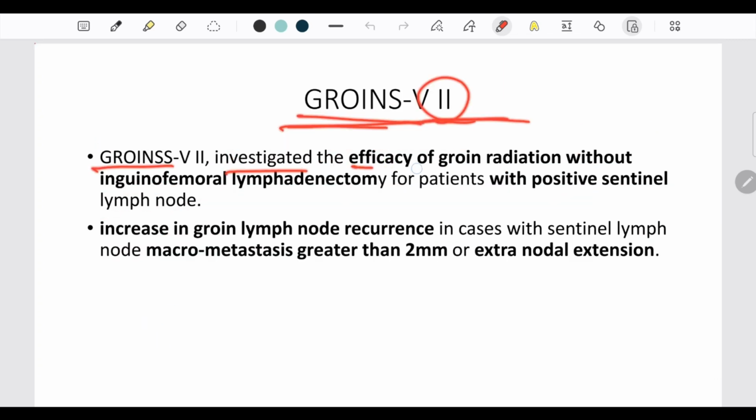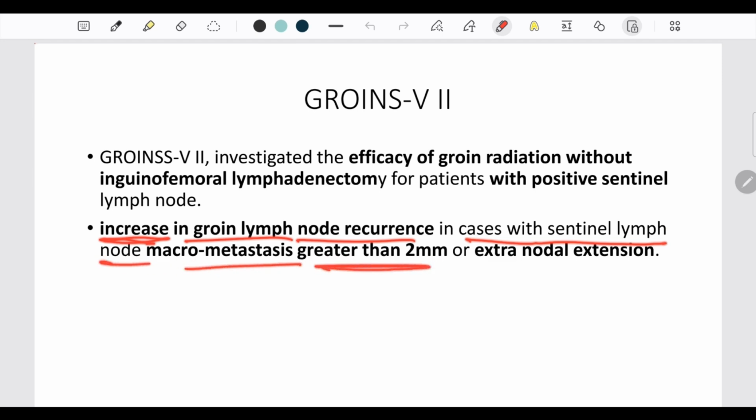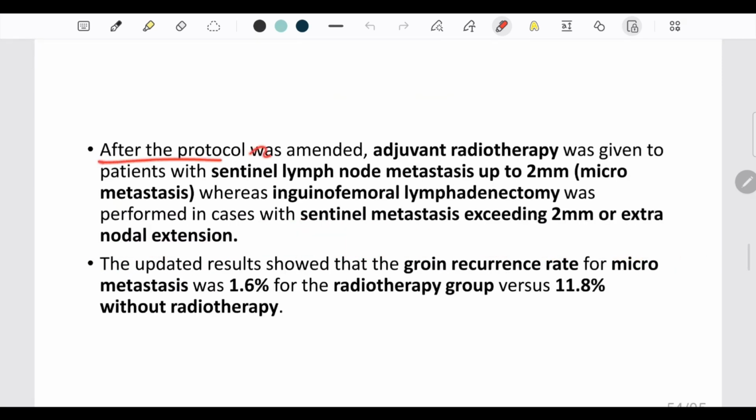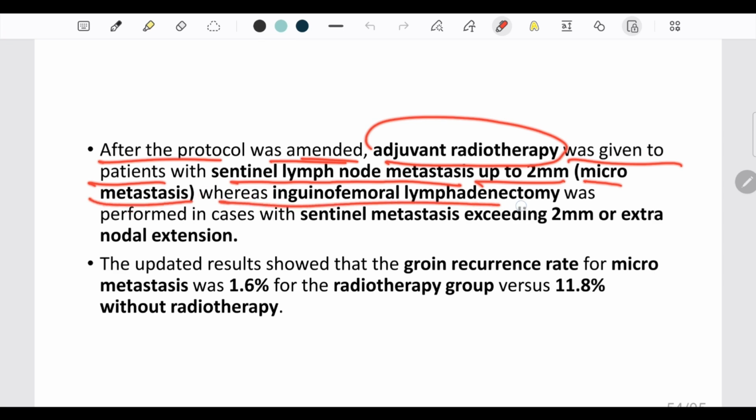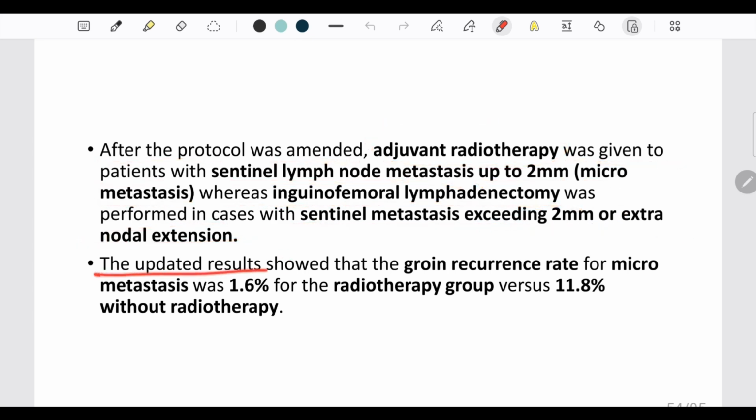GROINSS-V II investigated the efficacy of groin radiation without lymphadenectomy for patients with a positive sentinel lymph node. There was an increase in groin lymph node recurrence in cases with sentinel lymph node micrometastasis greater than 2 mm or extranodal extension. After the protocol was amended, adjuvant radiotherapy was given to patients with sentinel lymph node metastasis up to 2 mm, that is micrometastasis, whereas inguinofemoral lymphadenectomy was performed in cases with sentinel metastasis exceeding 2 mm or extranodal extension. The updated results showed that the groin recurrence rate for micrometastasis was 1.6% for the radiotherapy group versus 11.8% without radiotherapy.